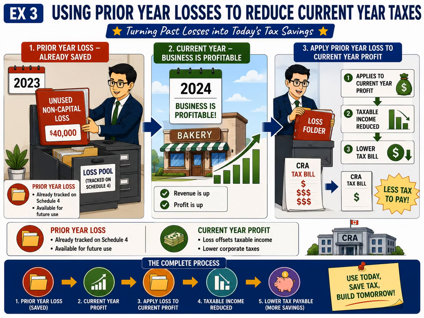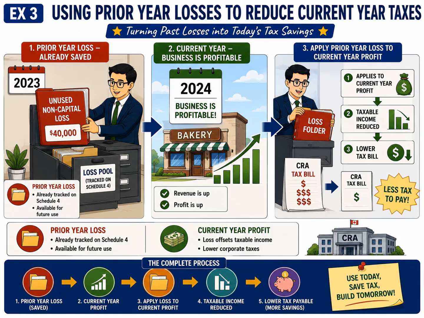In the previous example, we learned how a corporation can carry a current year loss back to recover taxes paid in earlier years. In this example, we look at the opposite situation. The corporation has become profitable again, and now it wants to use non-capital losses from prior years to reduce its current year's taxable income. This is one of the most common situations encountered in real corporate tax returns.